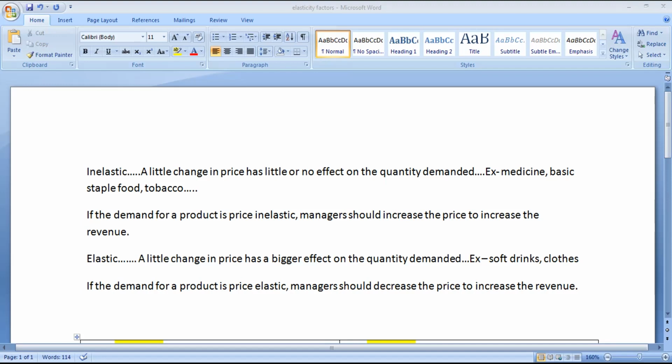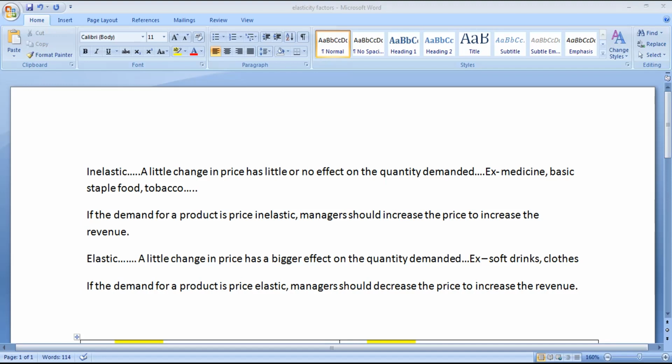So what does perfectly elastic mean? It means that no matter what, the price is always fixed. There will be no change in price. See, the price is not going to 10 or coming down to 8. It's fixed at 9, and at that price, whatever the demand will be, the price will be fixed.